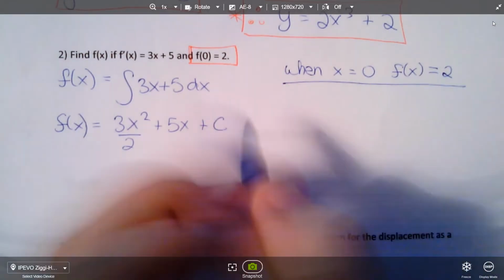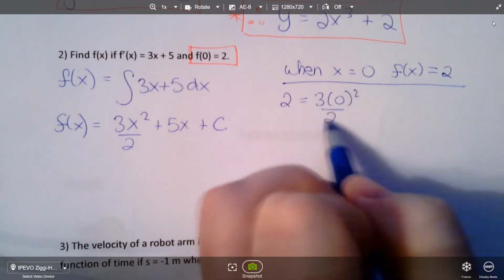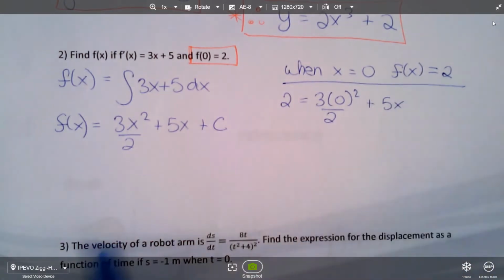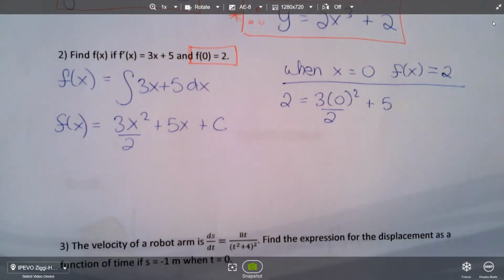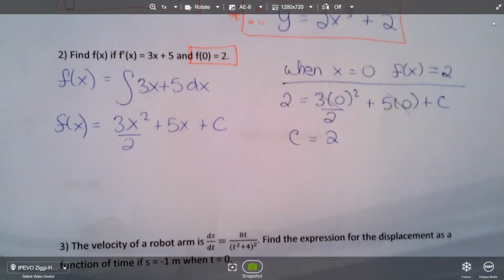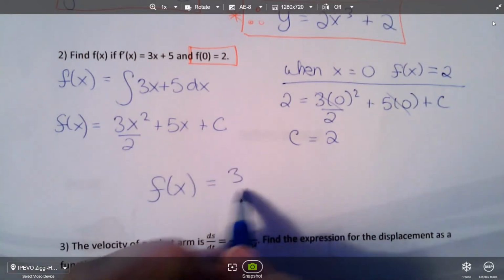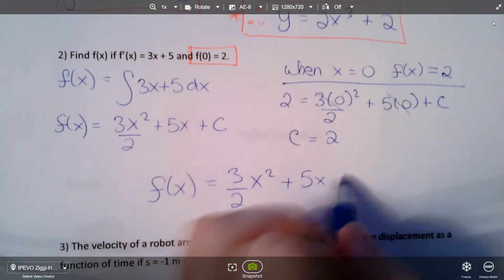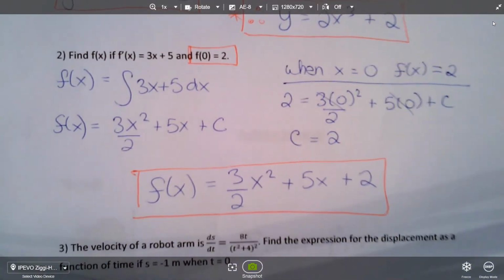When I sub that in, oh, that x should be a 0. And plus c. So this is 0, this is 0, so c, just like the first example, is also 2. So my actual function, f at x, is 3 over 2 x squared, minus 5x plus 2. So there's my function.